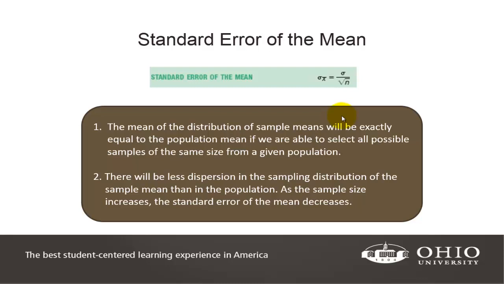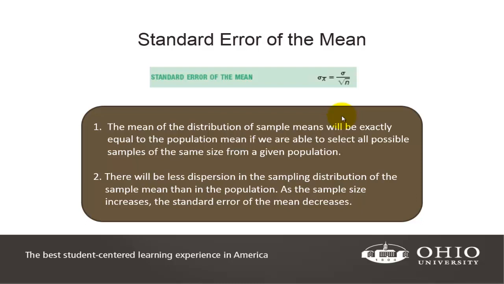The standard error of the mean is a measure of the variation in the distribution of the sample means. I know that's probably hard for you to think about what I'm talking about now, but I'm going to get to an example in just a minute, so I think you'll understand what I'm talking about. But the key points here are two.